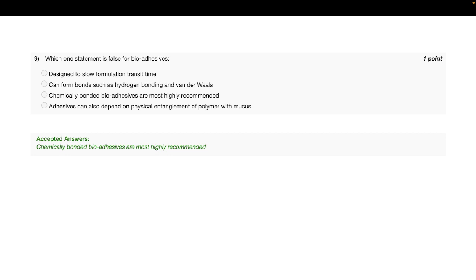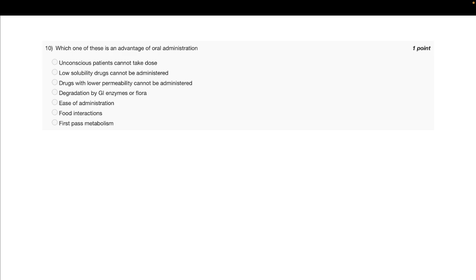Okay, then I'll move on towards the last question of the session. The last question is, which one of these is an advantage for oral administration? Any answers? Ease of administration. Yeah, pretty straightforward. That is the only advantage oral administration gives you. Rest everything is a limitation of oral administration.